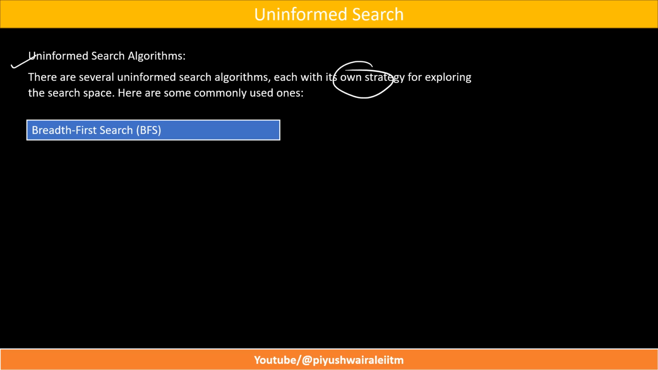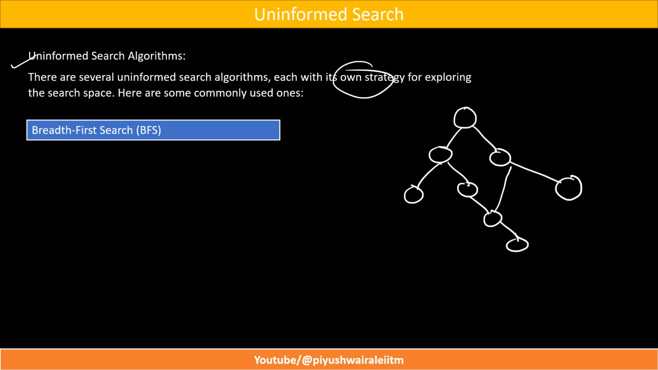Say for example, this is my tree. Let us take a sample tree here. I have this particular tree. So what will the breadth first search algorithm do? It will try to explore the nodes level wise. Level wise means breadth wise. So this is level 0, this is level 1, this is level 2, this is level 3, and this is level 4.